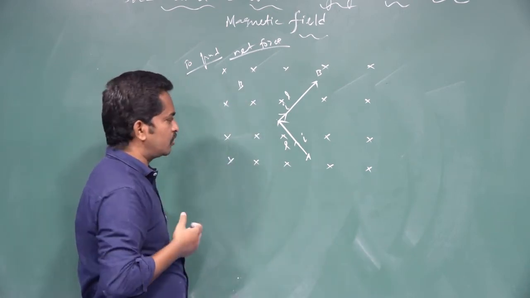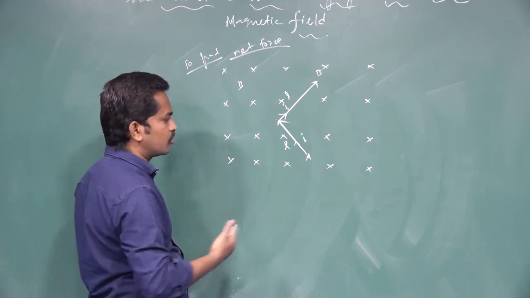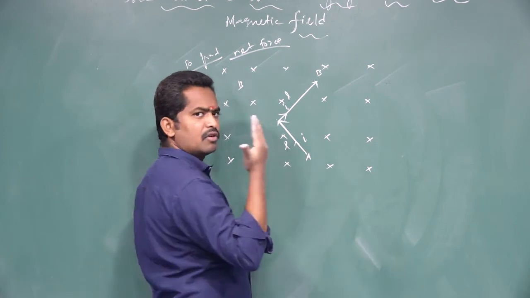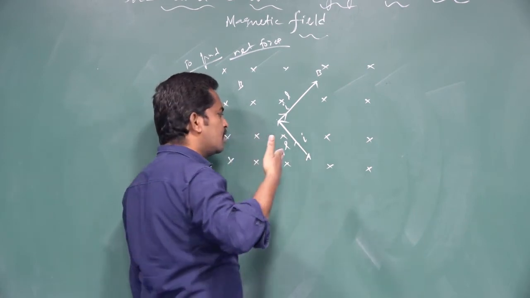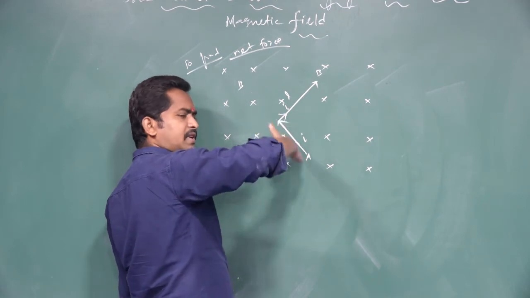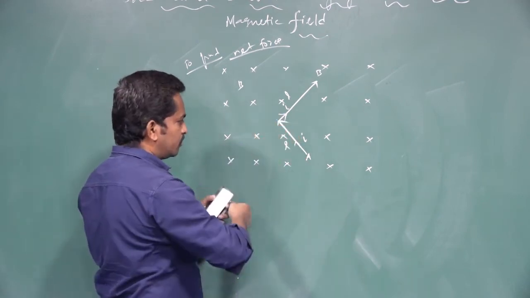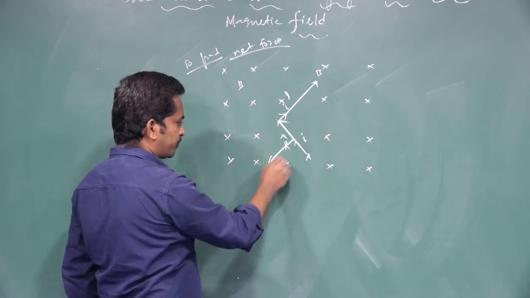See, first of all you find the direction of force. This is the field. You know well the finger indicates the direction of field. The thumb points the direction of current. So the palm indicates the direction of force. So the force direction is this.